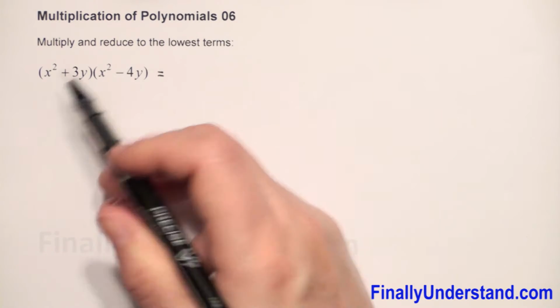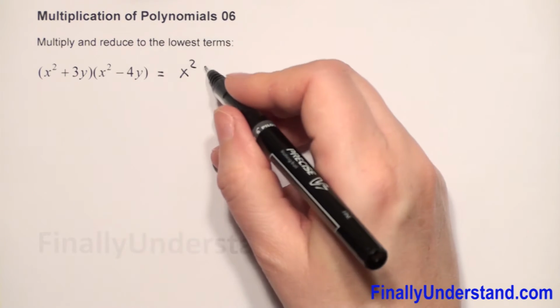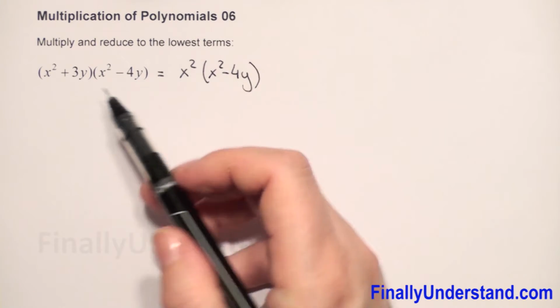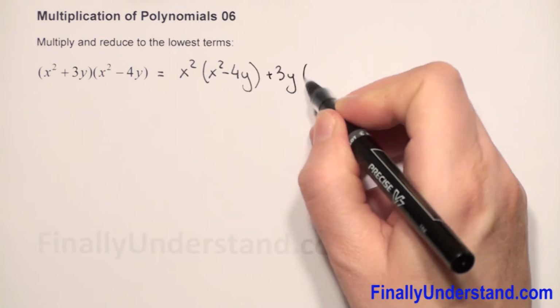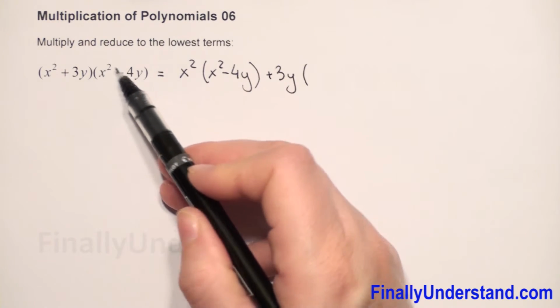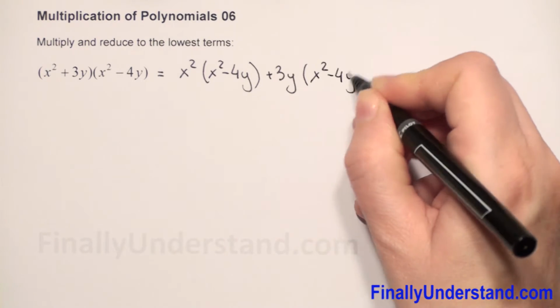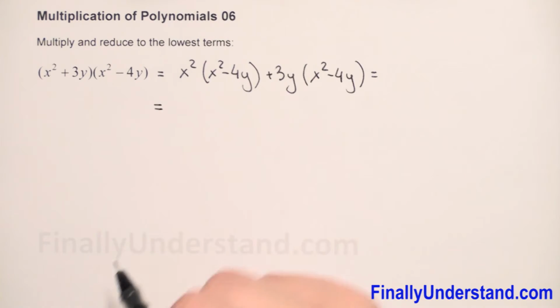So we have to multiply x squared times this whole term in parenthesis, x squared minus 4y. And next we have positive 3y. We need to multiply it by every term in the second parenthesis. So let me copy this. And now we have to use the distributive law of multiplication.